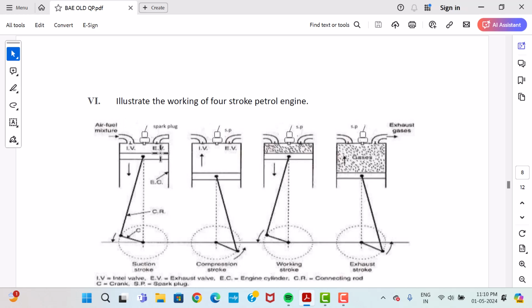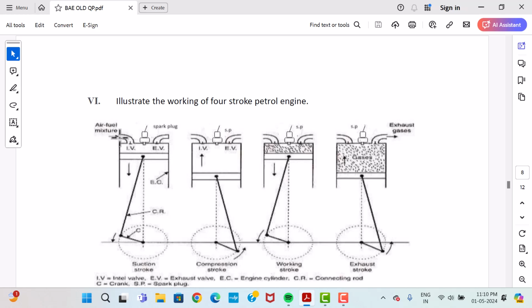That is the way we have to explain each and every stroke. That means what is the movement of the piston in each stroke, what is the valve condition, what is the temperature and pressure, what about the spark plug condition, and what is the crank angle of rotation. So I am going to explain the first stroke, called suction stroke. The topmost position of the piston is called TDC and the bottommost position is called BDC, and the piston moves between TDC and BDC. During suction stroke, the piston moves from TDC to BDC.